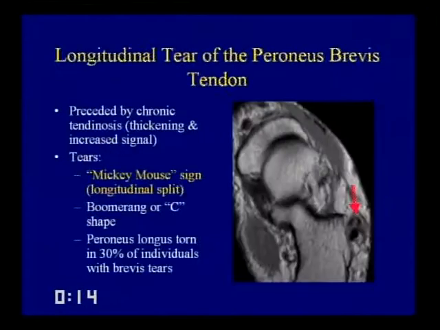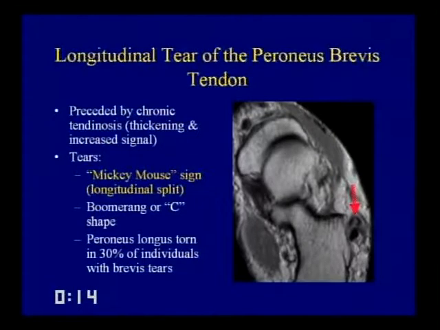Longitudinal tears of the peroneus brevis are usually preceded by chronic tendinosis, either thickening or increased signal, just like in any other tendon. You can see the Mickey Mouse sign with a longitudinal split, where it looks like little ears there, the split tendon. Too many tendons. There should only be 2 tendons here. It looks like you have 3. That's a split peroneus brevis. There's a normal peroneus longus.